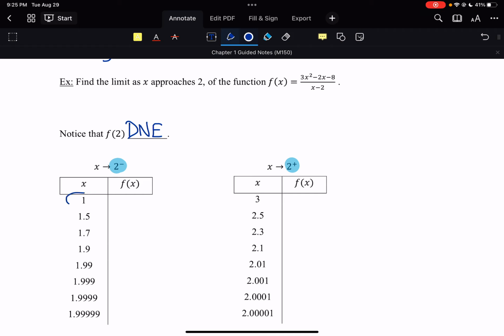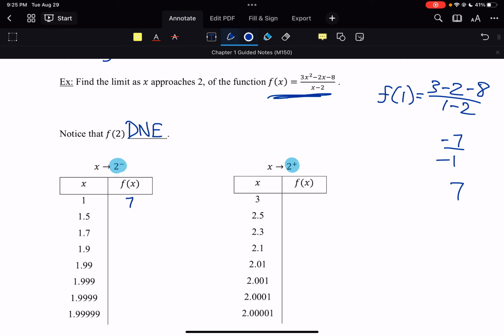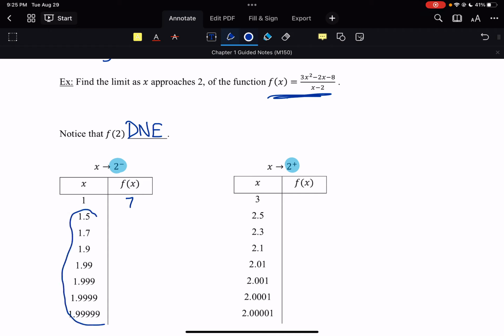So on the left-hand side, if we start with 1, using this function, f of 1 would be 3 times 1 minus 2 times 1 minus 8 over 1 minus 2. That would be negative 7 over negative 1, which is 7. I'm not going to do all the tedious calculations for all of these, but you just do that same calculation, plug in all these different numbers. Obviously, these get a little more complex to calculate, but we can utilize a calculator. For 1.5, we get an output of 8.5. 1.7 gives us 9.1. 1.9 gives us 9.7.